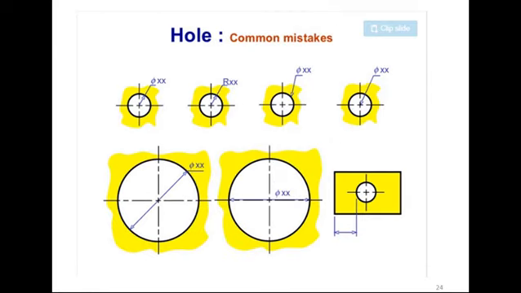Now, common mistakes while we are specifying the hole dimension. This is the first mistake, only from center, just like the radius we have mentioned here. This is a wrong method. Again, just touching the leader line here is a wrong method. This is also a wrong method, and this is wrong, and this one is wrong. So these are the common mistakes we have to avoid.